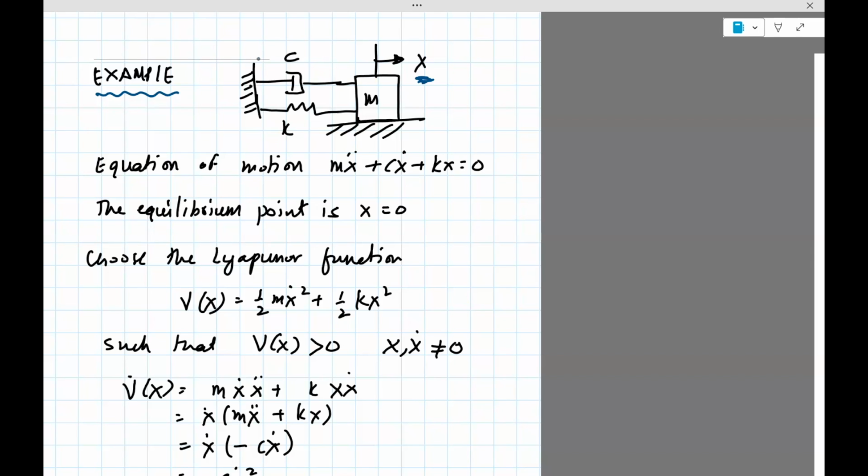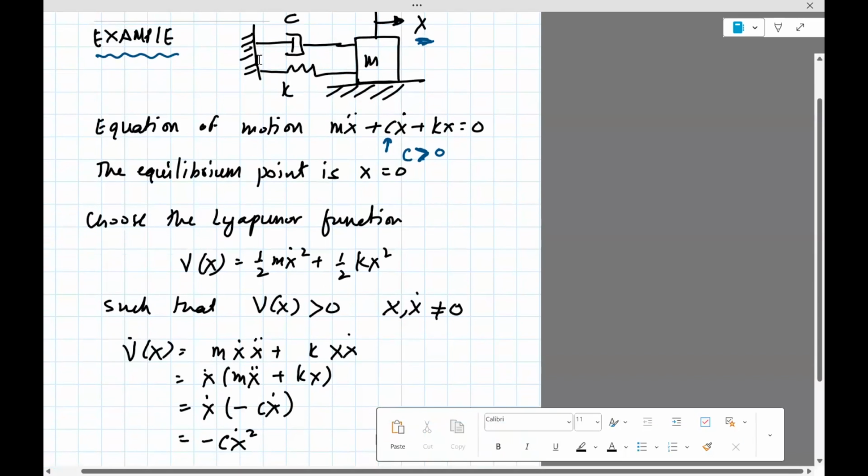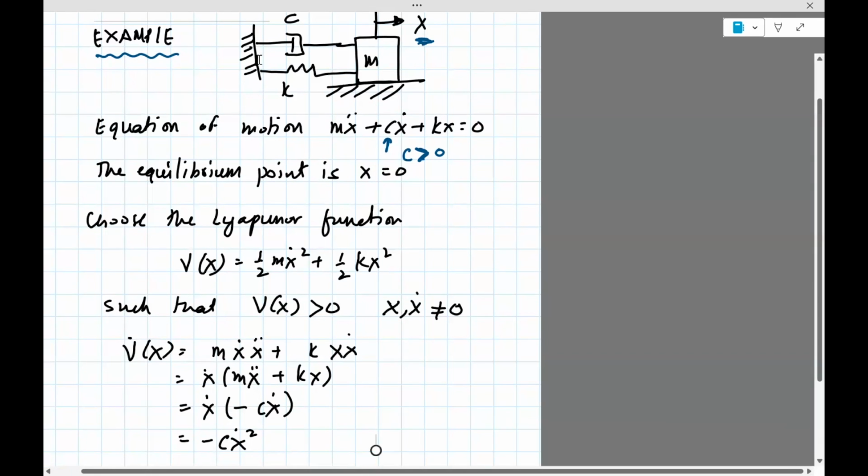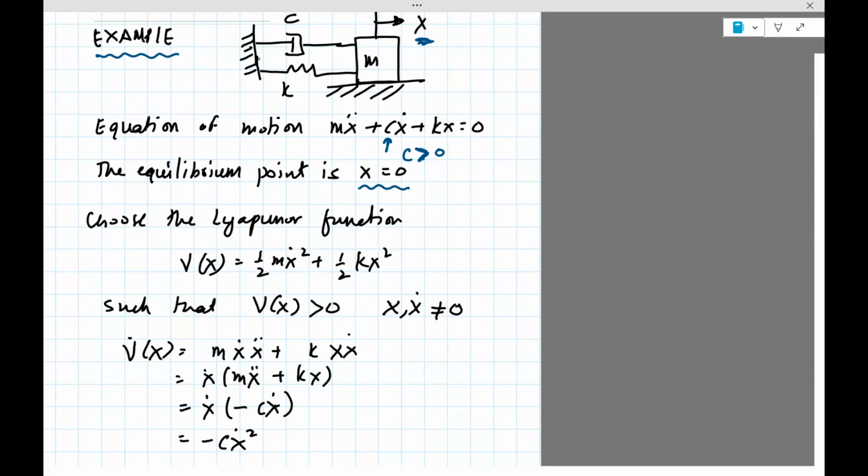If this damping C is greater than 0, you know that it actually goes to 0. It's asymptotically stable, so the equilibrium point is x equals 0. At this point, the system will come to rest. And that's intuitively clear to us, right? Because damping is greater than 0.